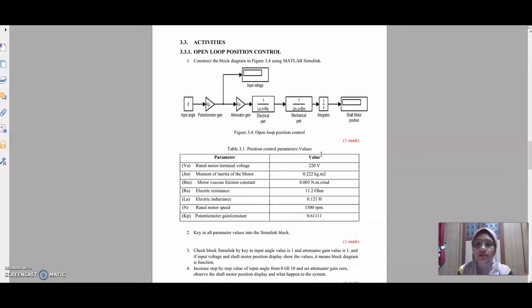AE180056. So today I would like to explain about the activity 3.3.1 open loop position control in exercise 7, open loop and closed loop position control system. So the first step is to construct the block diagram in figure 3.4 using MATLAB Simulink. So here is the block diagram.